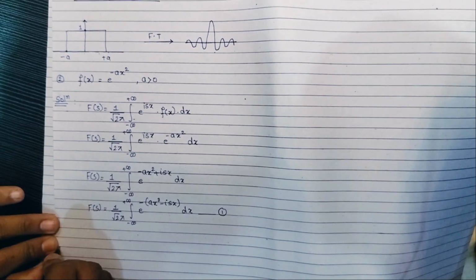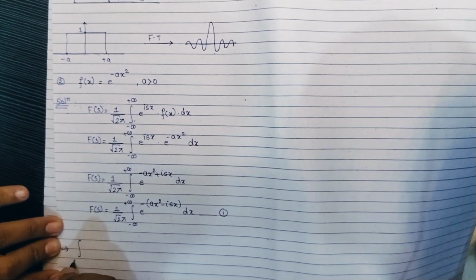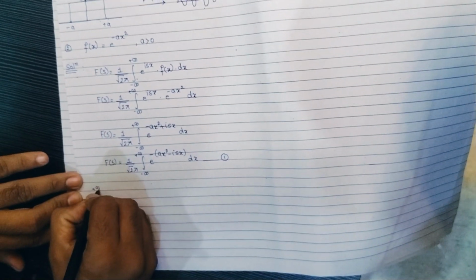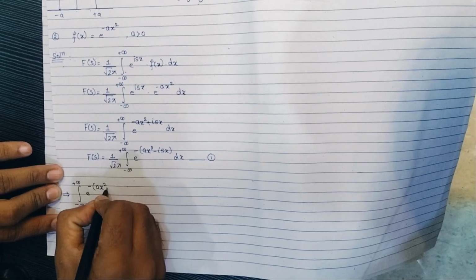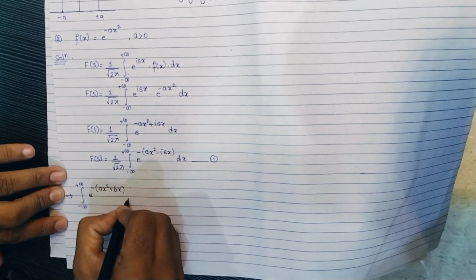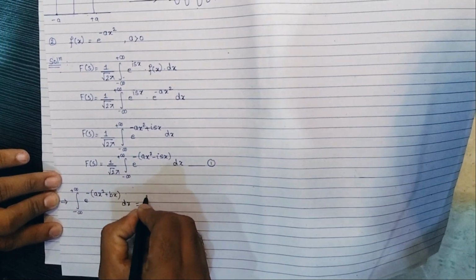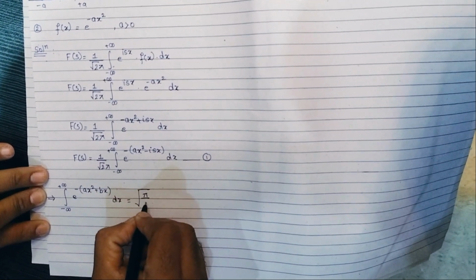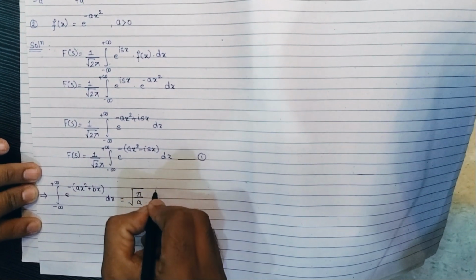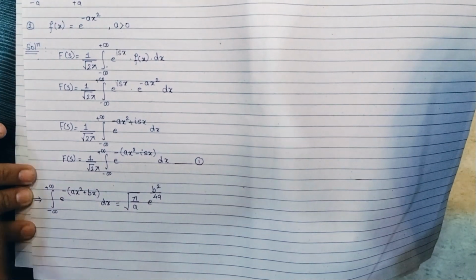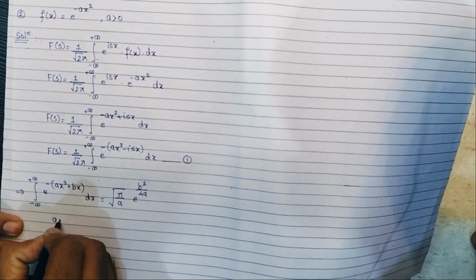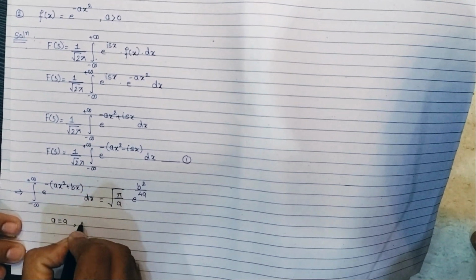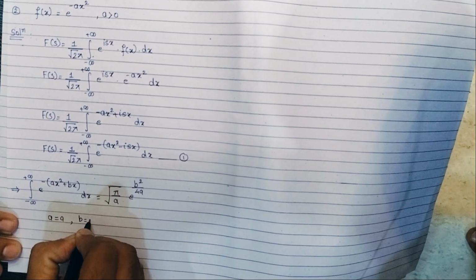Let this be equation number 1, and we have a standard integral which states that the integral from minus infinity to plus infinity of e to the power minus ax square plus bx dx has the value under root of pi by a, e to the power b square upon 4a. Now if you compare both of these equations, you will clearly get that the value of a is just a and the value of b can be taken as minus of is.